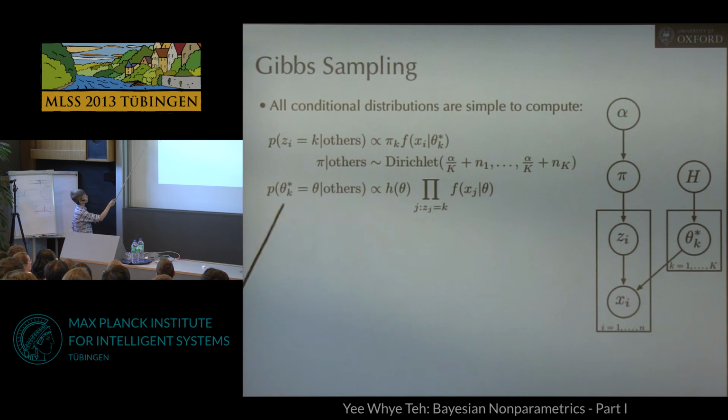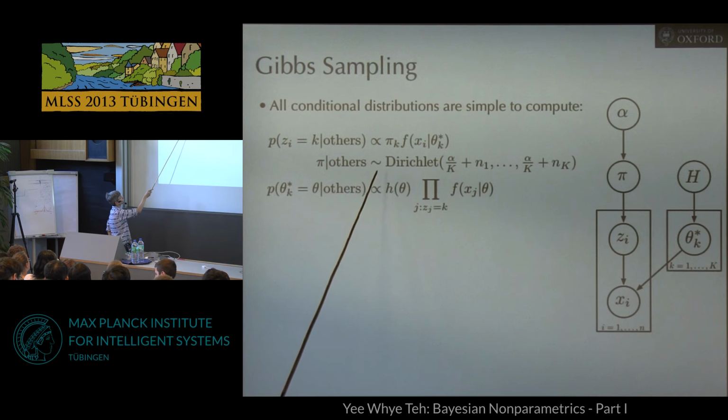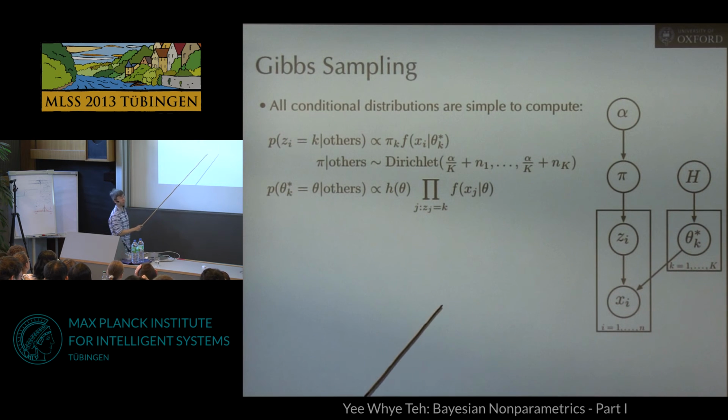Conditioned on the latent variables, the conditional distribution of the parameters is also simple. The conditional distribution of pi is going to be Dirichlet, and the conditional distribution of the thetas is going to be the prior times the likelihood again. So both of these steps you can easily do.